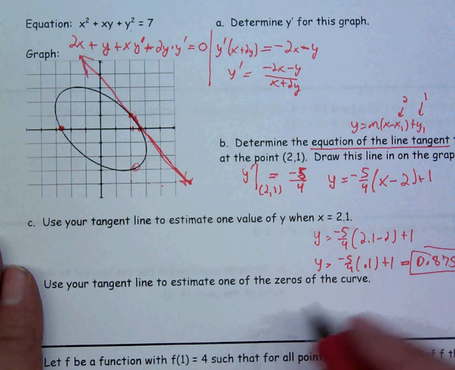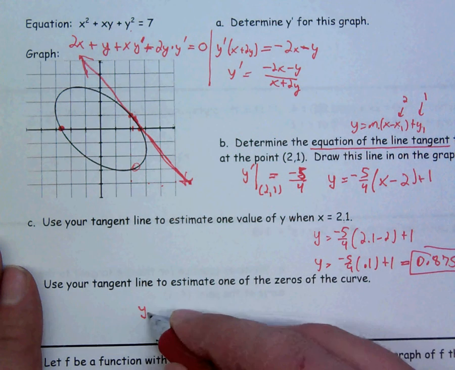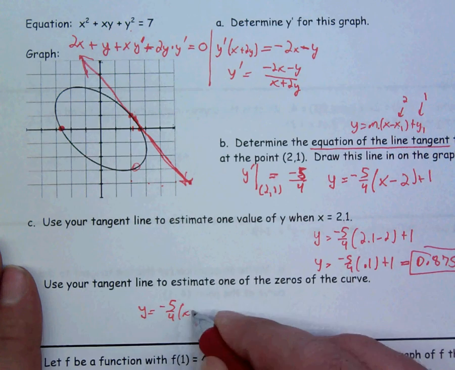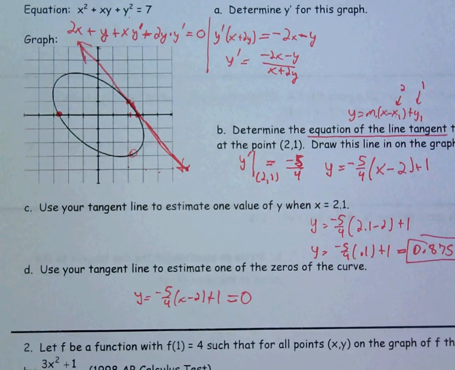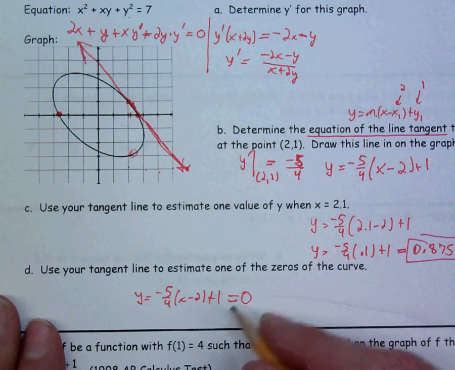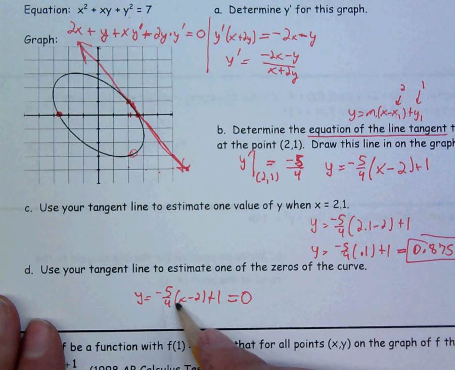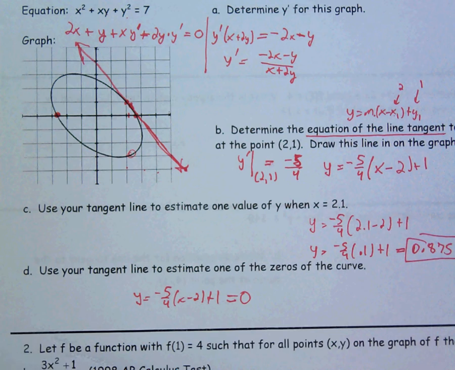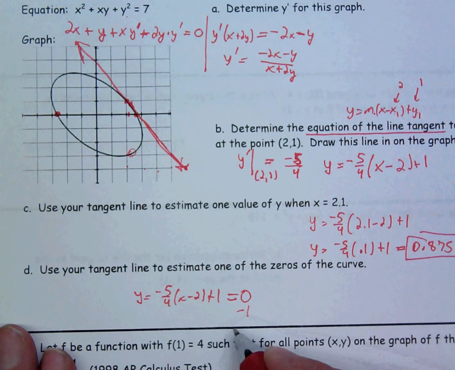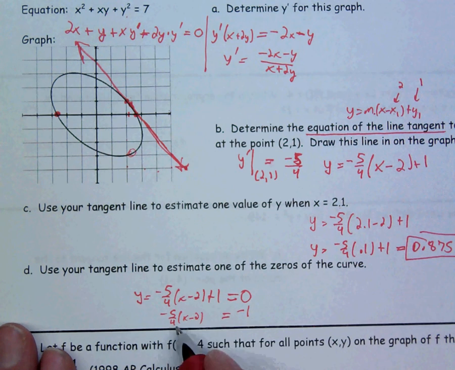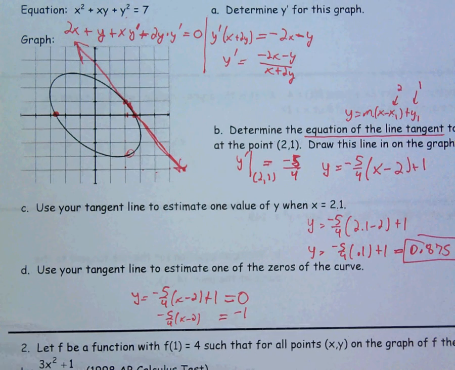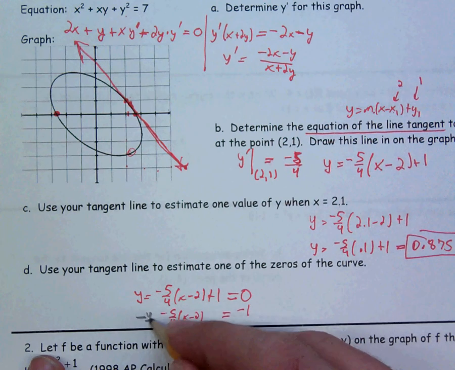So all I'm going to do is use my tangent line, and I'm going to set it equal to 0. This should remind you of our second homework of the year, which had problems just like this. It's been a while since we've done it, which is why we brought it back up. Instead of distributing, I'm just going to go ahead and use inverse operations. I'm going to subtract 1, and then I'm going to multiply by the reciprocal. So I'm going to multiply by negative 4 fifths.